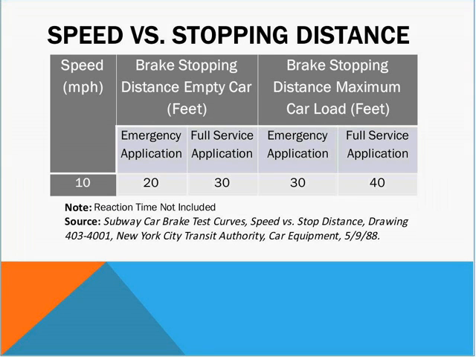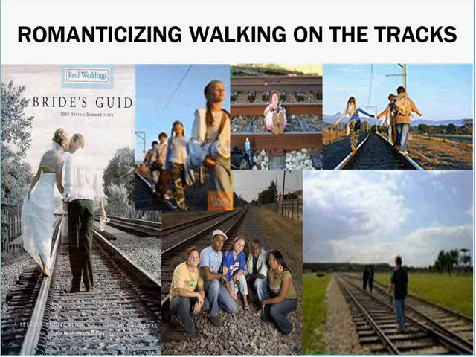This is information from the New York City Transit Authority, where they conducted numerous tests over a long period of time, and this was published in 1988. And you can see the difference between emergency braking and full service braking, and you can see that if it's an empty train or a full train, that also plays a significant role. The heavier the train, the longer it takes to stop, and you can see that the improvement in braking is only 50% for an empty train, and it's only 10 feet more in a fully loaded train at a 10 mile an hour speed.